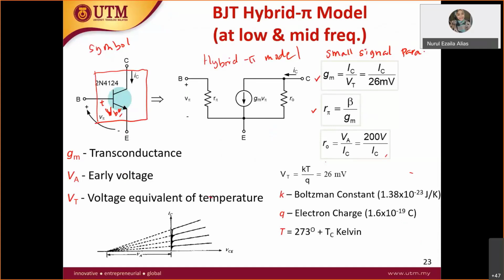Next, you will have to find the r naught, since this is in the circuit. r naught is given by VA over IC. VA is given, usually 200 volts or larger. Usually you will get your VA value. VT is equal to 26 millivolts. So you will need to remember all these small signal parameter equations.